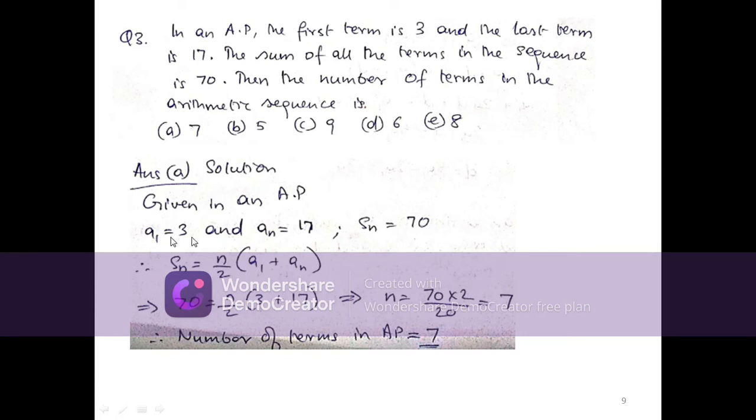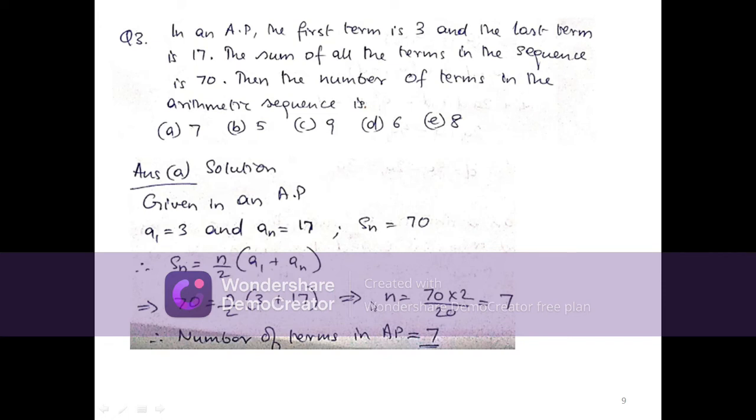So if A1 equal to 3 and AN equal to 17, what would be the sum of n terms? There is a formula, Sn equal to n by 2 into A1 plus AN, where AN is the nth term. So Sn, the sum of the terms in the sequence, is 70. N is the number of terms in the arithmetic sequence. So 70 equal to n by 2 into 3 plus 17.